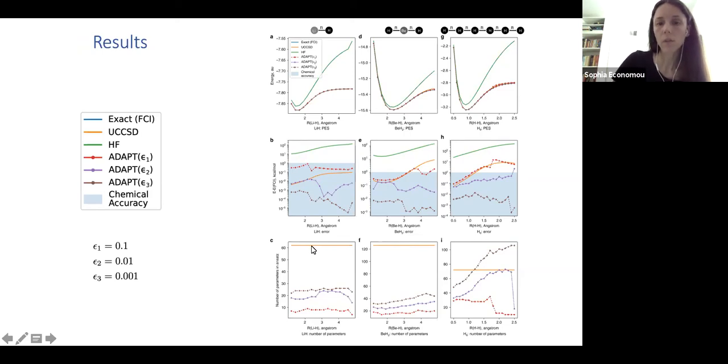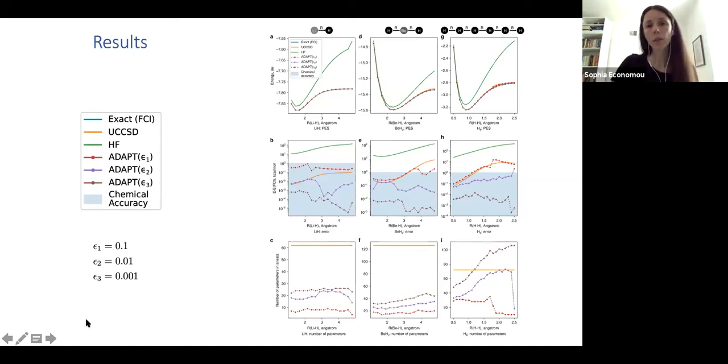And you see that what the ADAPT algorithm tells you is that you don't need this many parameters. You can achieve chemical accuracy, which is this shaded area, with much fewer parameters. And in the one case where ADAPT needs more parameters, shown over here, is the case where actually UCCSD is not performing well. So this seems to imply that you actually needed these extra parameters.